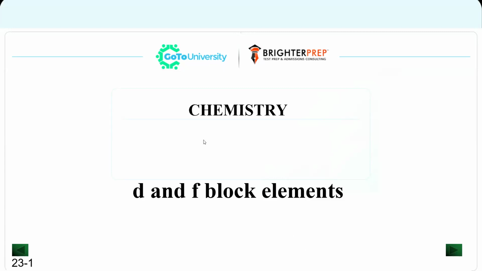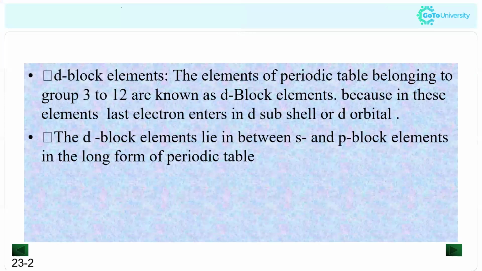Okay. So here we are starting from the D and F block elements. So the first one, what are D block elements? D block elements are the elements starting from group 3 of the periodic table until group 12. They are called D block elements because for these elements the last electron is coming into the d subshell or d orbital.